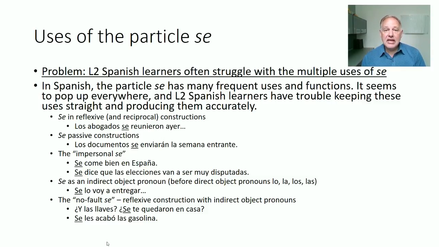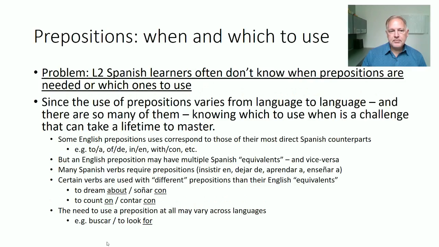You have se as an indirect object pronoun when it precedes a direct object pronoun that starts with an L sound, so I'm going to submit it to him or to them: se lo voy a entregar. And then so-called no-fault se constructions. Like instead of saying you left your keys at home, you could say se te quedaron en casa, or we ran out of gas, se nos acabó la gasolina. So the problem with se is just that there are so many uses to keep straight.